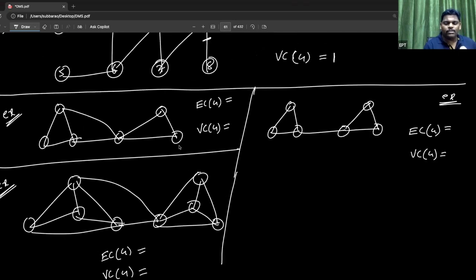So what is the answer of this diagram? Edge connectivity number: minimum number of edges, how many I have to delete so that the graph becomes disconnected? 2. These 2 delete. Next one. What about the vertex connectivity? Minimum number of vertices, I think 1.